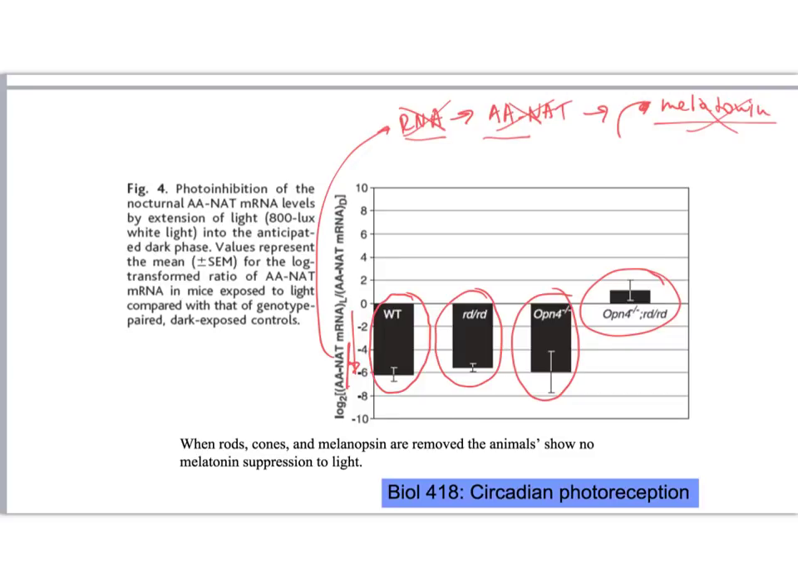Okay, so this is another way of investigating the melatonin inhibition pathway. So essentially what we have so far is that animals without rods and cones and without melanopsin cannot entrain their circadian rhythms, cannot have image-forming vision, cannot inhibit their melatonin, and cannot show pupillary reflex. So they are indeed totally blind.